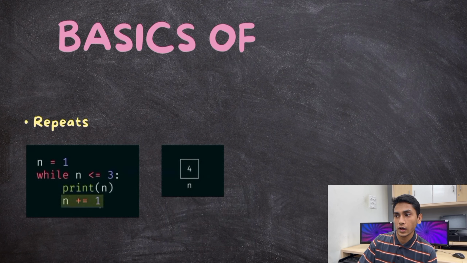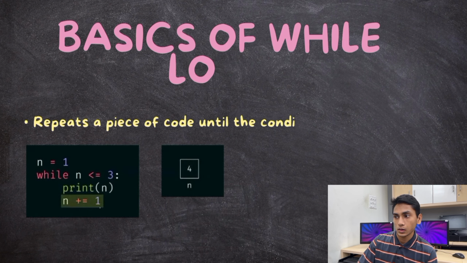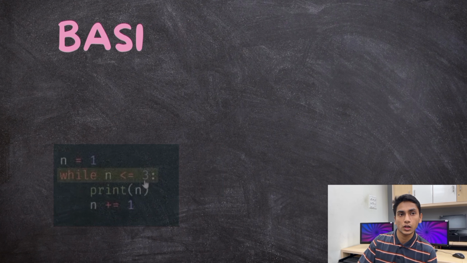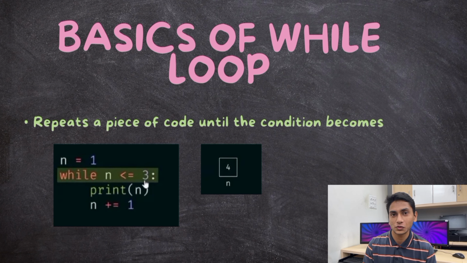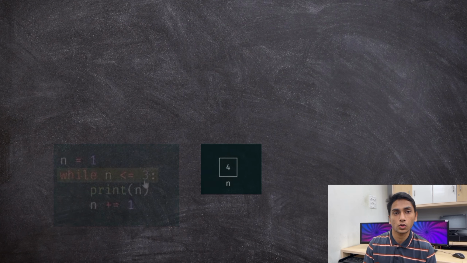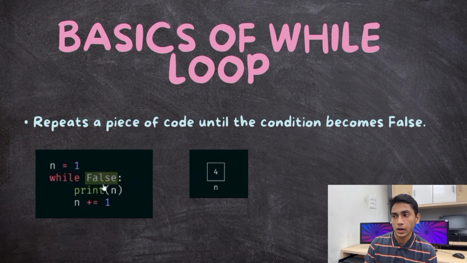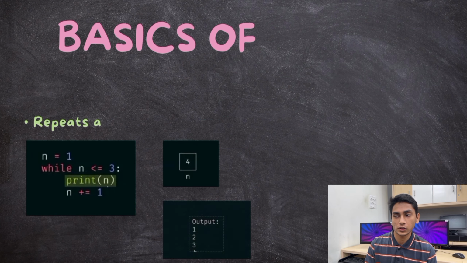The value of n is now 4. In the while loop, the condition is checked. Is 4 less than or equal to 3? As we know, 4 is neither less than nor equal to 3. Hence the condition is false. Now we have seen how the while loop works.